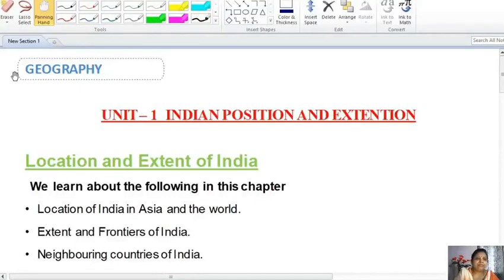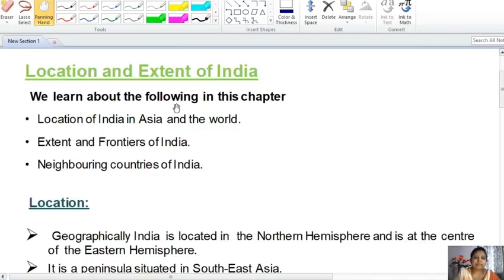Hello children, today let us discuss the Geography 10th standard lesson. In this first unit, we come across India's position and extension. In this unit, there are three important subtopics.